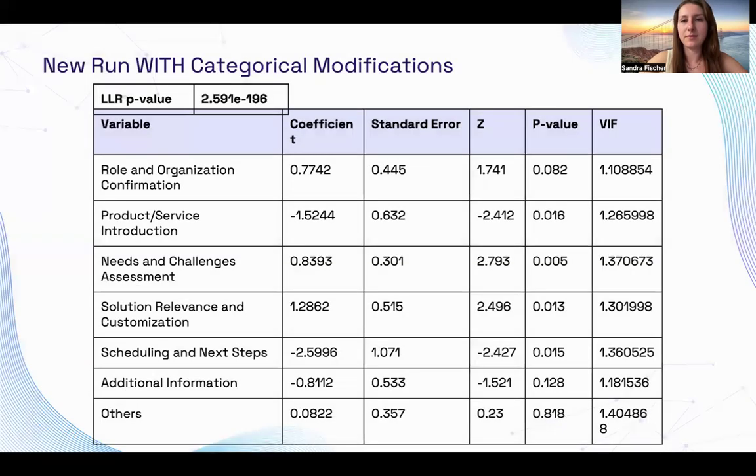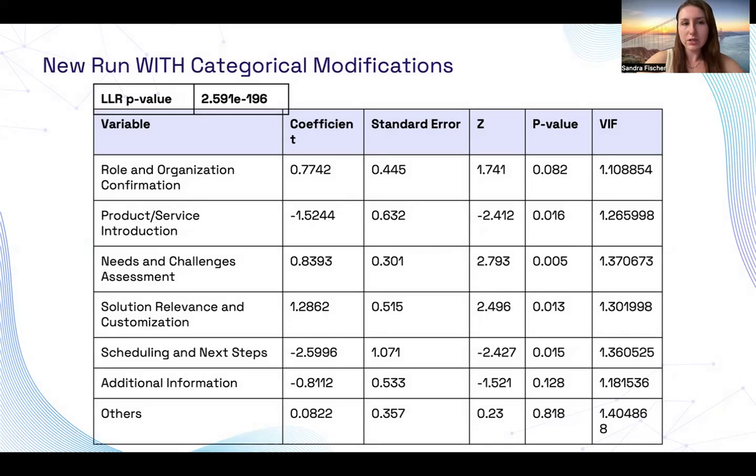Next slide, please. So our second run was then with the categorical modifications, meaning we found some newer, more defined, better categories. And after making those modifications, we observed some key findings. Two of our categories, the product service introduction and the scheduling next steps, were still providing negative coefficients. So we still would need to work on those and refine those with more accurate identification.